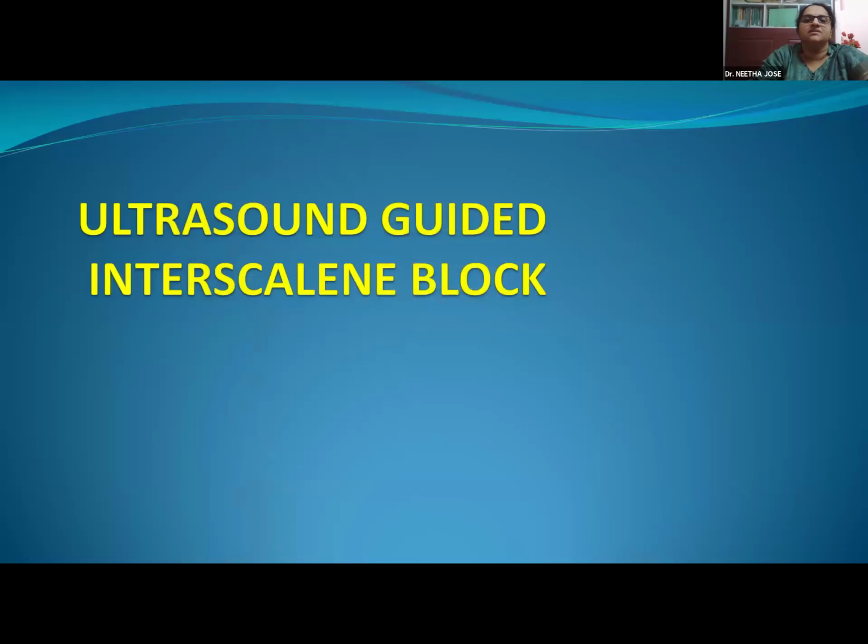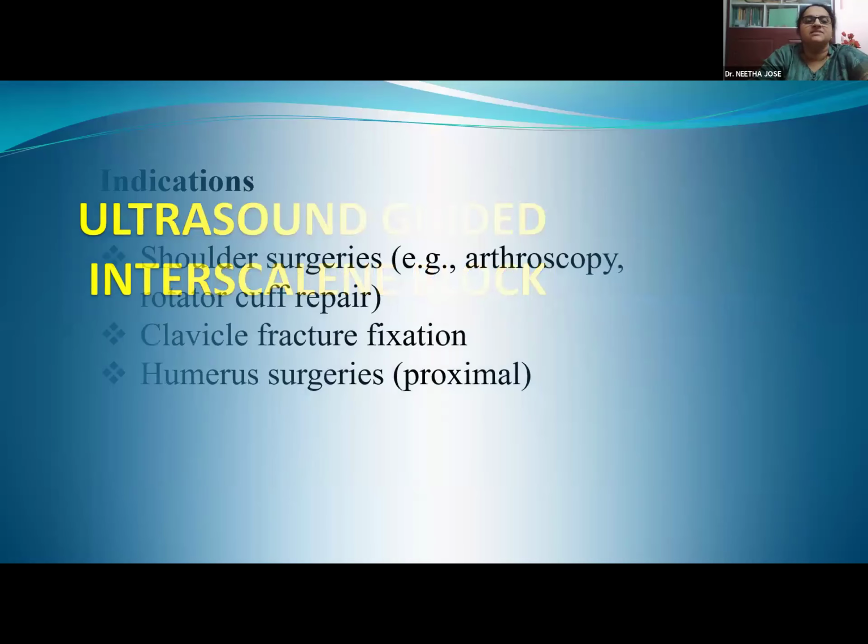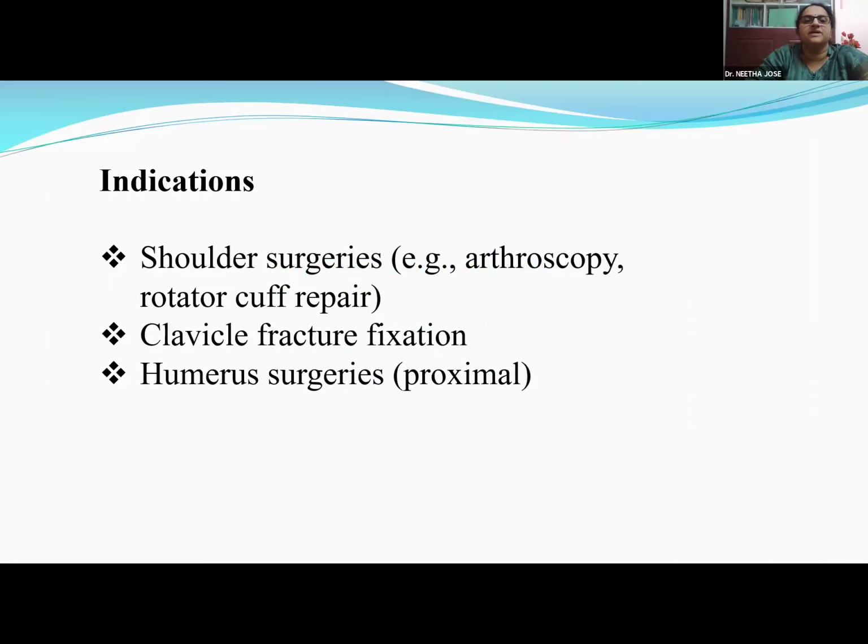Next, we can go on to ultrasound guided interscalene block. What are the indications? Indications include shoulder surgeries, arthroscopy and rotator cuff repair, clavicular fracture fixation, along with intermediate cervical plexus block and proximal humerus surgeries.